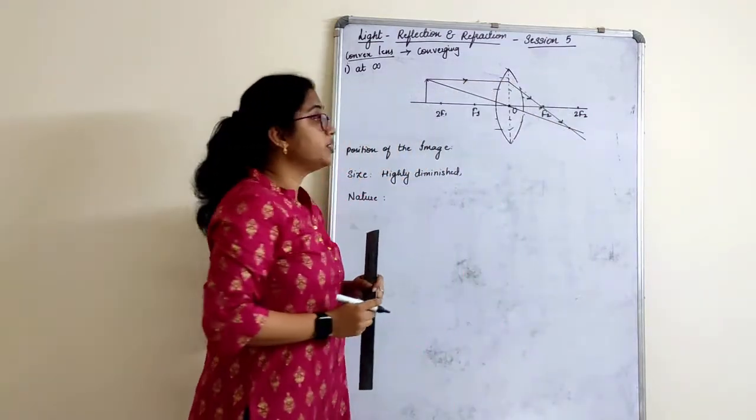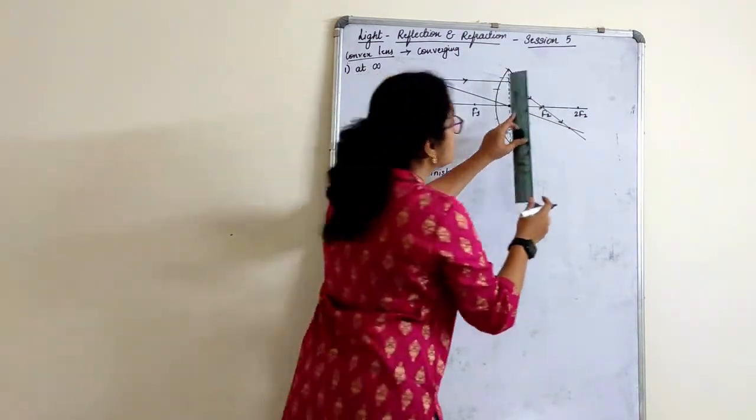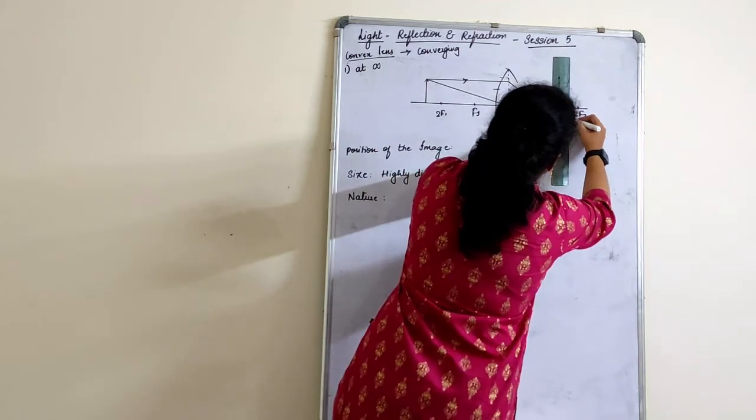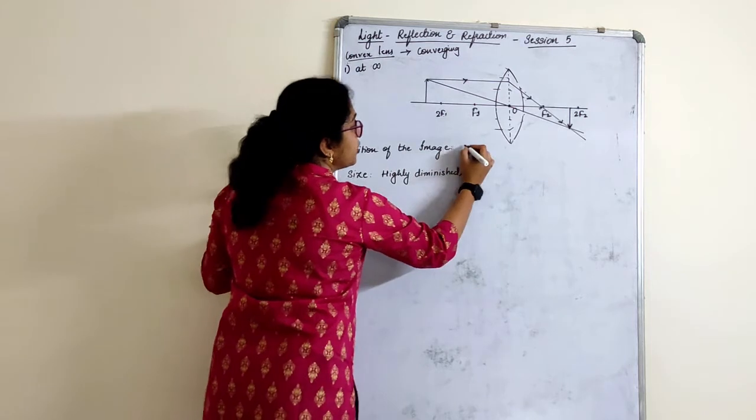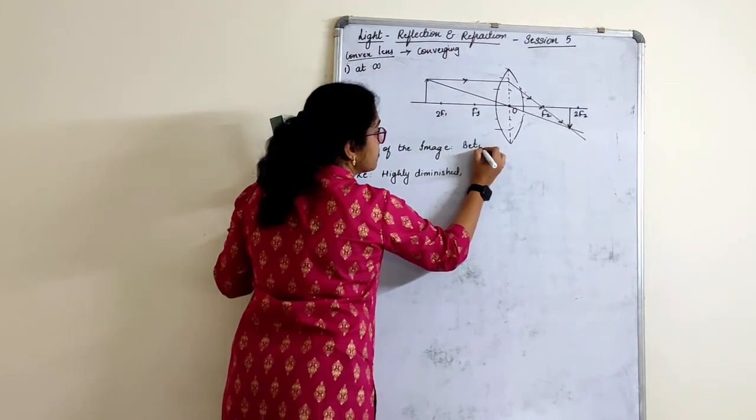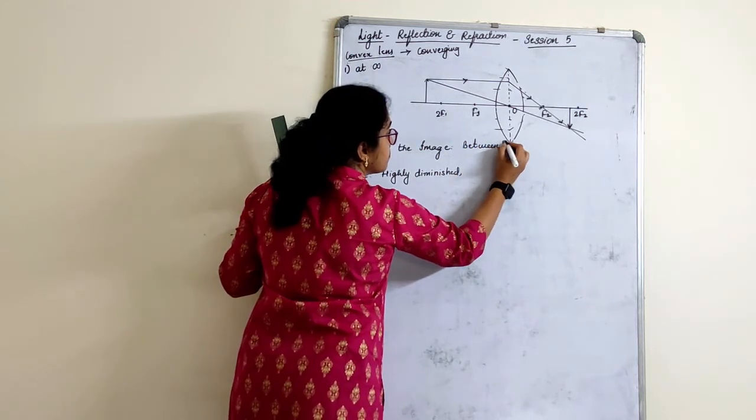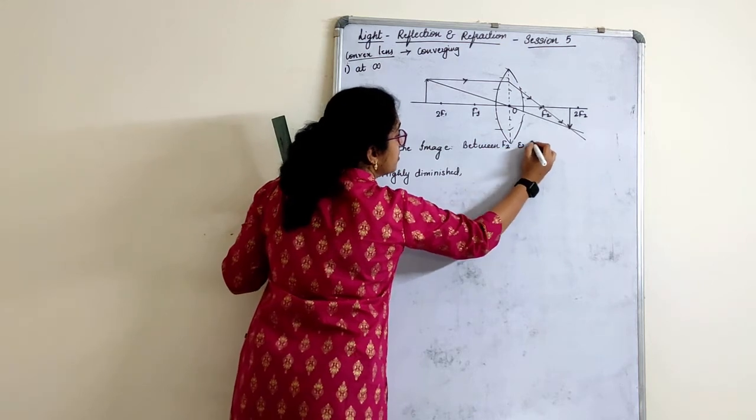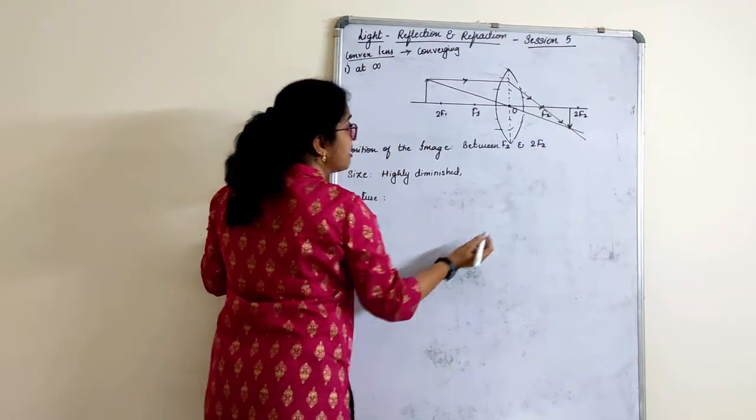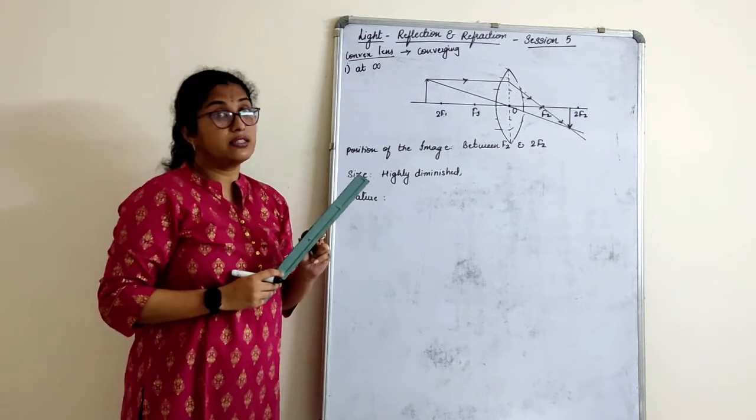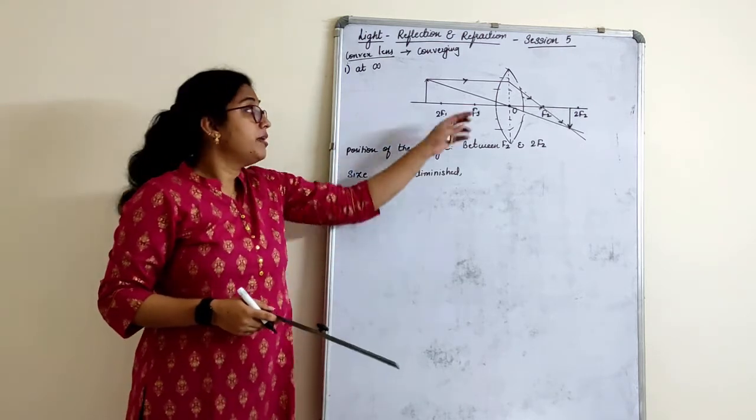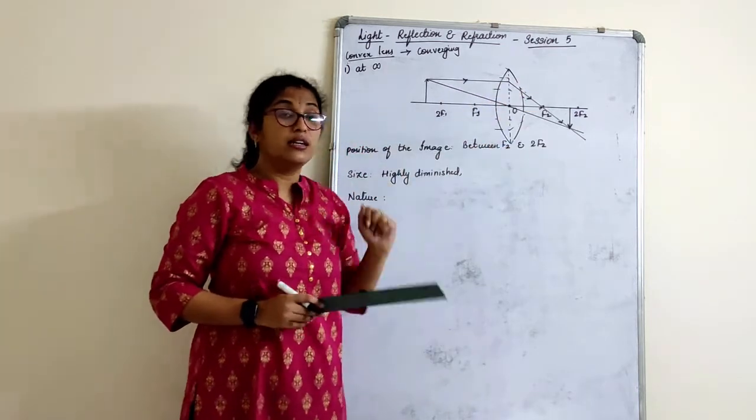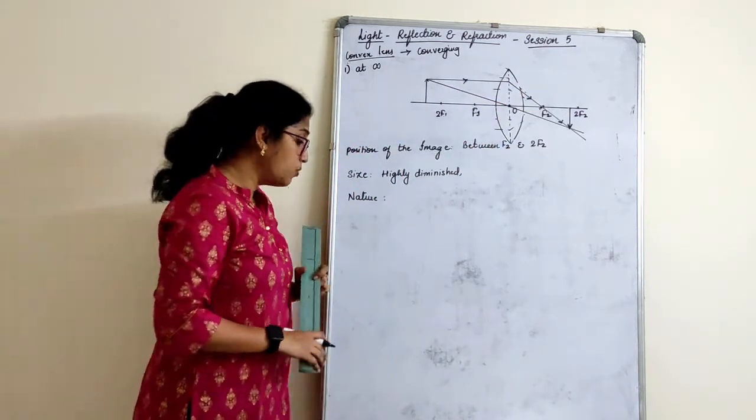This is the point where the image is formed. So, the image is formed between F2 and 2F2. Children, writing F2 and 2F2 is very important, because if you write F1 and 2F1, it is absolutely wrong. F1 is here, F2 is here. That's very important.